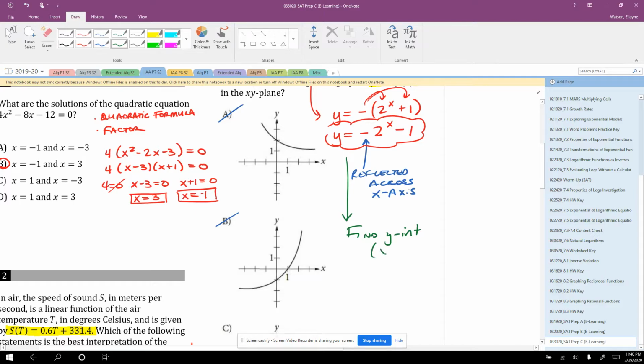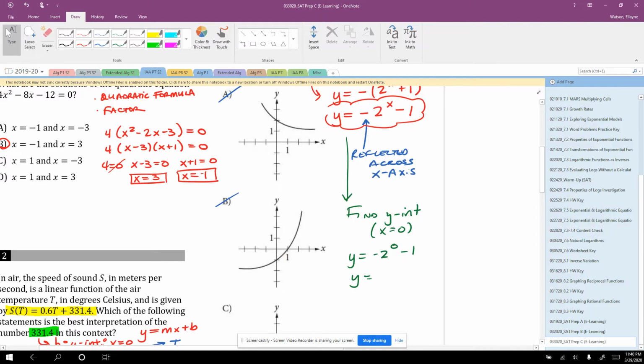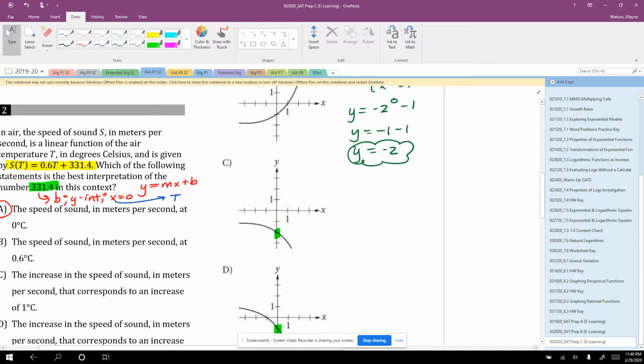Okay, and the y-intercept is when x equals 0. So y is equal to negative 2 to the power of 0 minus 1. So PEMDAS tells me that I do exponents first, so 2 to the power 0 is 1, so I get negative 1 minus 1, so y equals negative 2. So which one of these has a y-intercept of negative 2? And it's C.